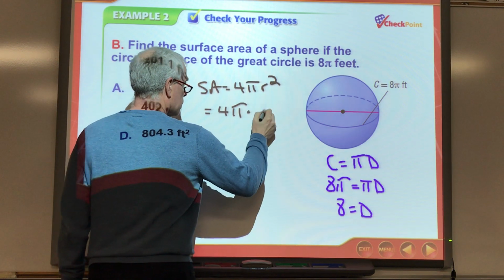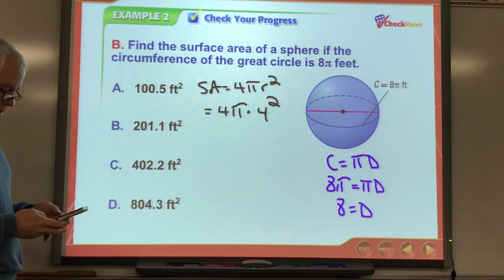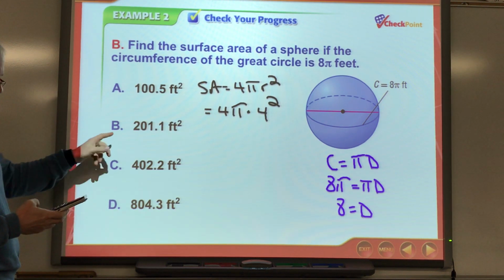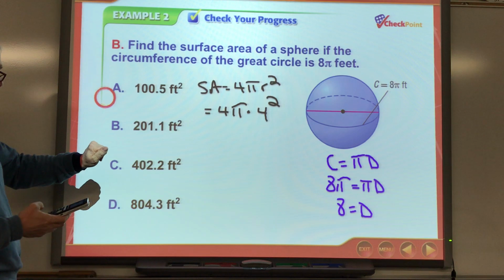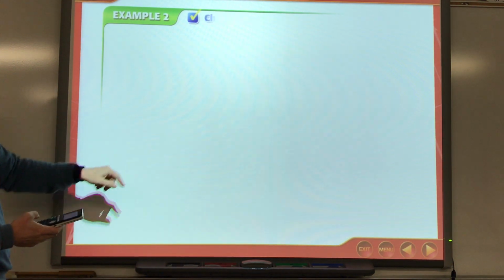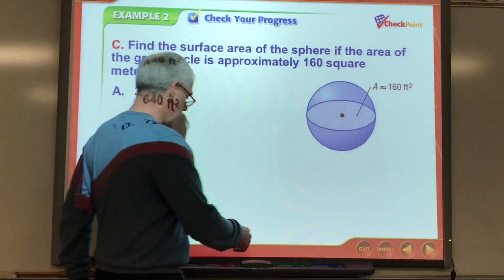We said our radius is going to be 4. So 4 times pi times 4 squared, we get 201.06. Okay? So a little bit of work to find that diameter and the radius, and then I can plug it in. Okay? One more. Now they tell me the area of the great circle is 160, and I still want to find the surface area, so I've got to find the radius.